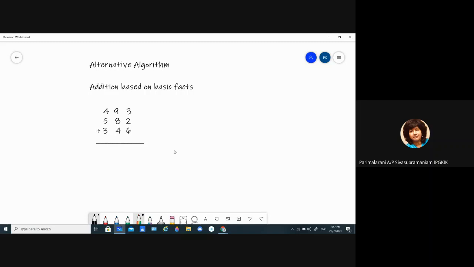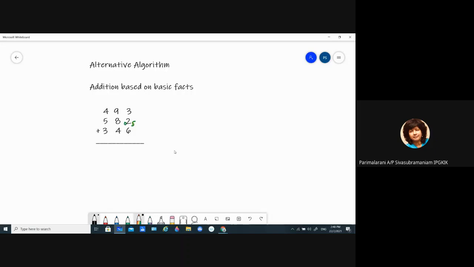Oh, this is addition based on basic facts. Okay, how do we do this? Addition based on basic facts. So first, 3 plus 2, we start from the right, okay? So 3 plus 2 is 5, okay? So we write here 5 ones, 0 tens, okay?